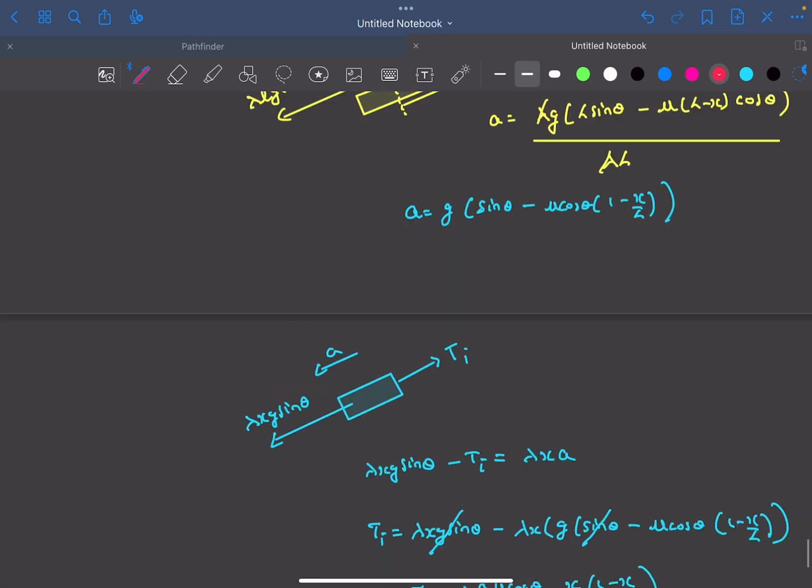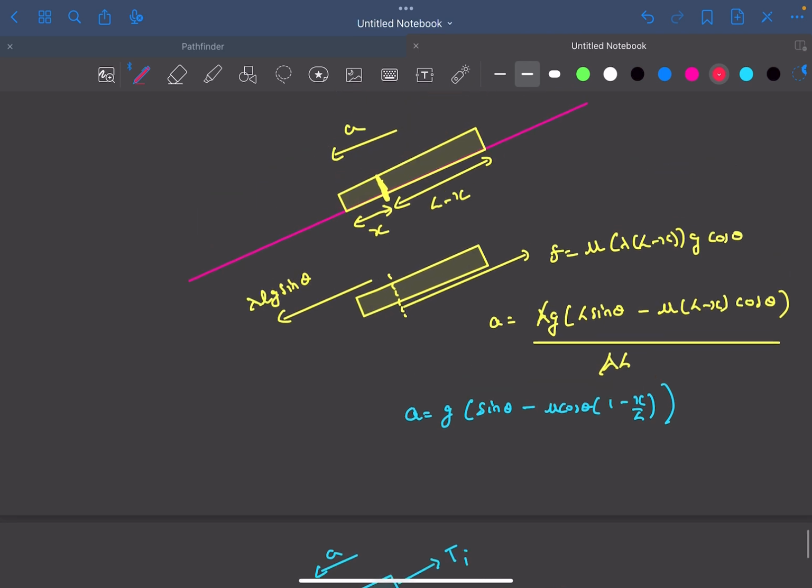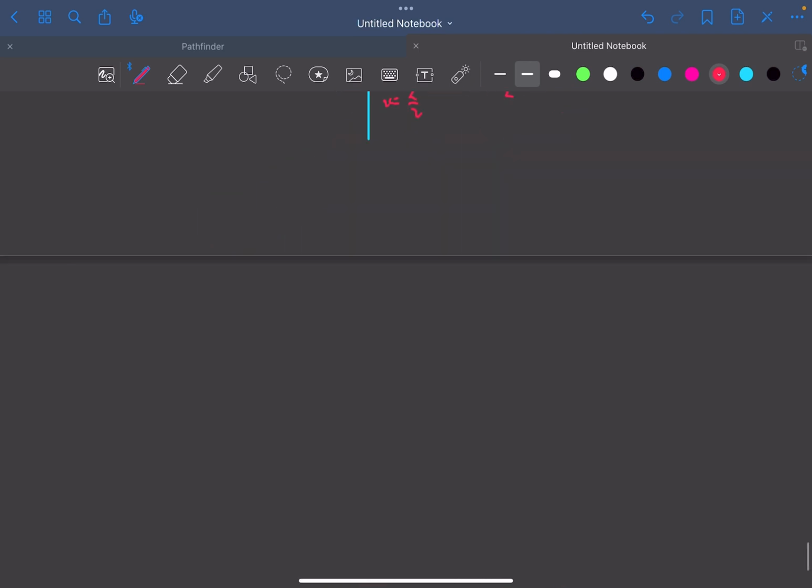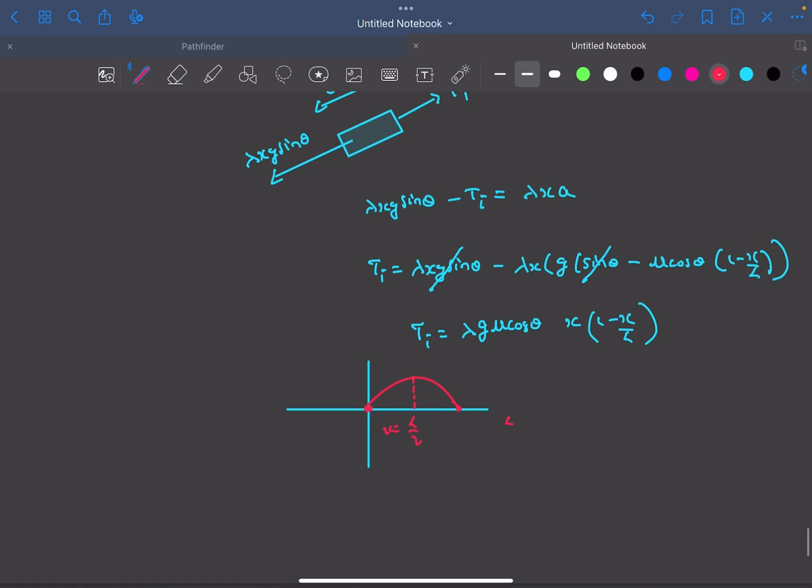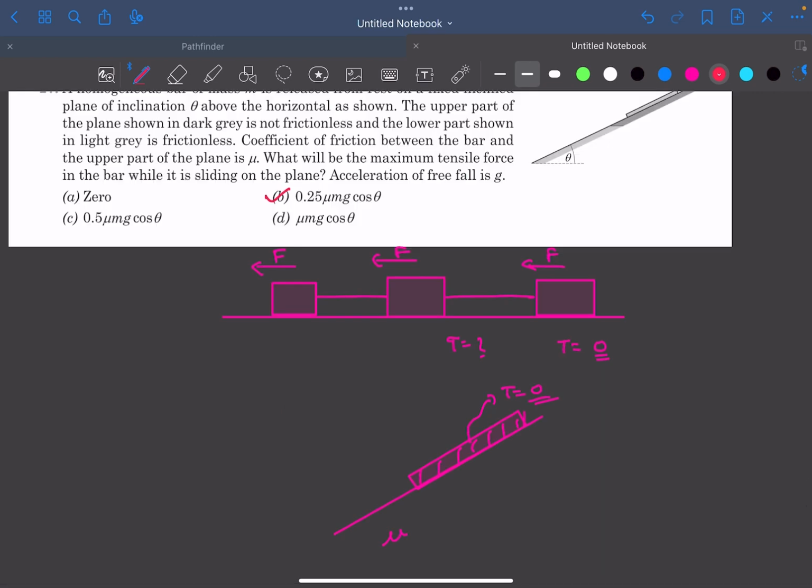So basically, when the rope comes halfway down, that is the point where the tension at the interface will be maximum. Now all we have to do is substitute this value of x in this equation, and you'll get the maximum value of tension to be this, which is option B.